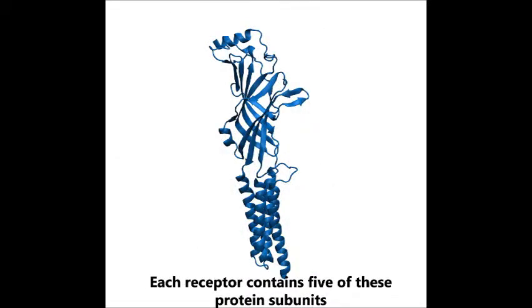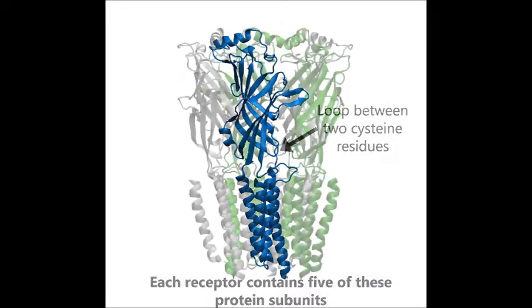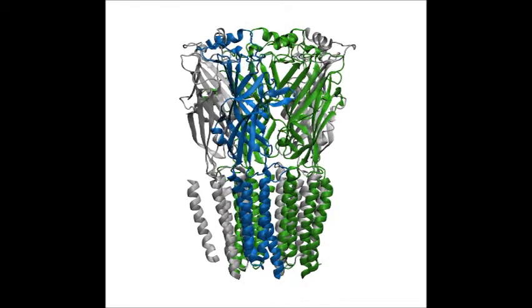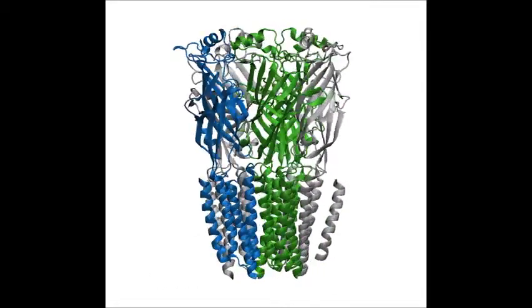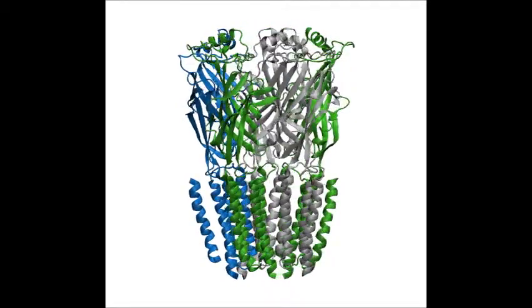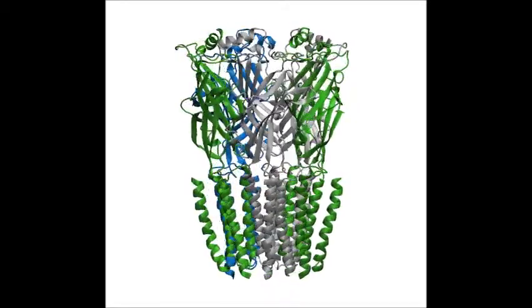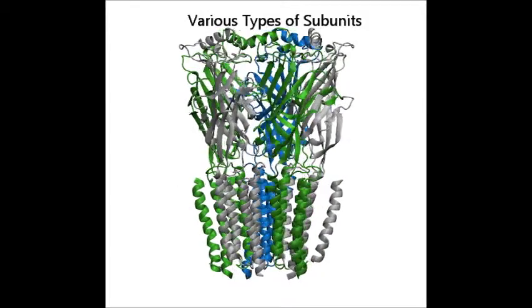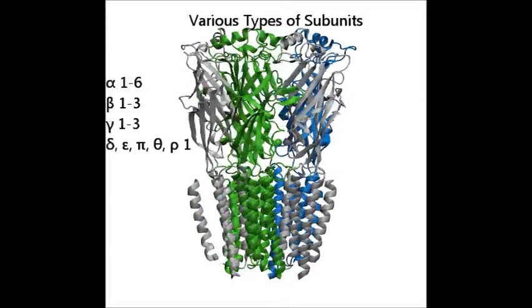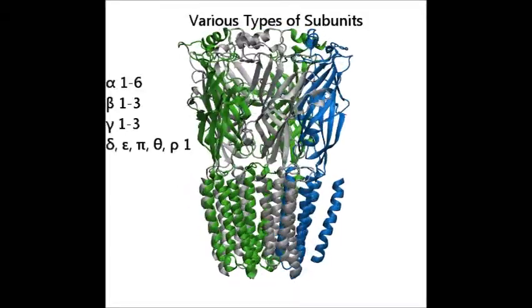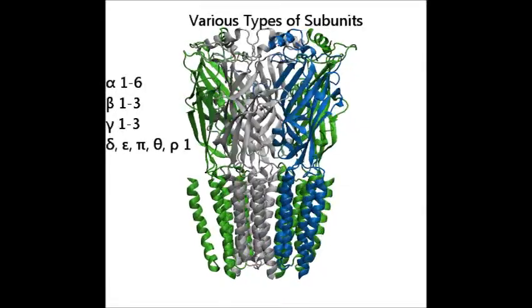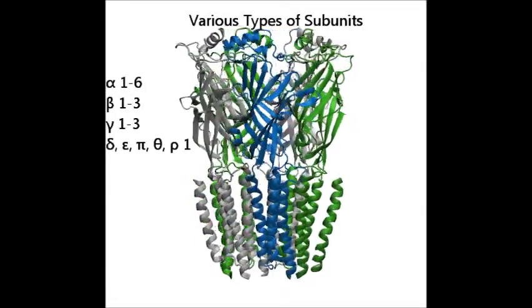Every one of these subunits contains a unique loop between 2 cysteine residues, which is where the first part of the name comes from. These 5 protein subunits then arrange around a pore in what is referred to as a pentameric arrangement. You may notice the color coding present in each subunit. Some mutants come in various forms designated by a Greek letter and a number. Combinations of different subunits are what create variation in function of different types of GABA-A receptors.